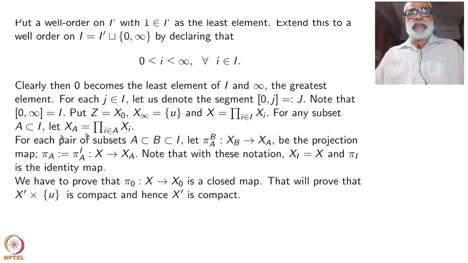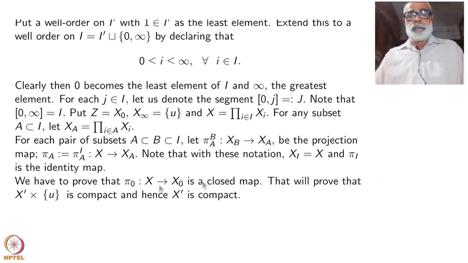Some more notation. For any subset A of I, let X suffix A denote the product of Xi where i ranges over A itself. For each pair of subsets A contained inside B contained inside I, inclusion equality allowed, let pi B A denote the projection map from XB, the larger thing, to XA, which just means that you drop out all the indices which are not in A. That is the projection map, right? One more simpler notation: pi of I to A will be just denoted by pi A. When the top thing is the full thing, you just write pi A. So that is from the whole space X to X A. Okay, these are all projection maps.